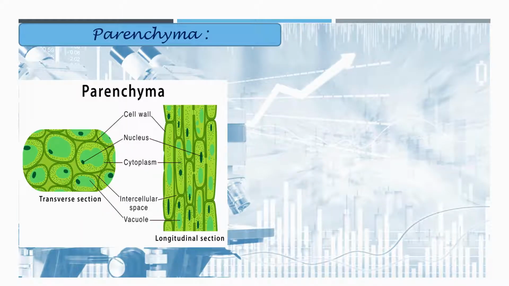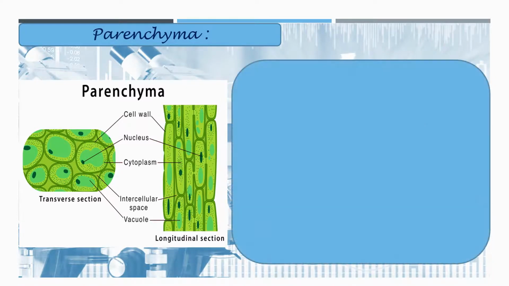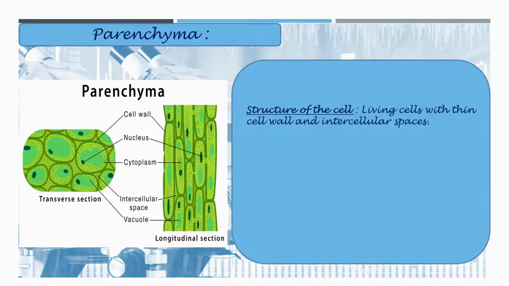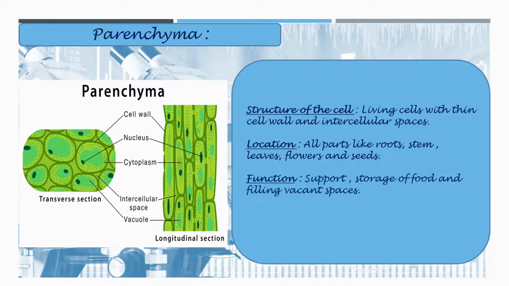Now students, let us learn about parenchyma. Parenchyma tissue are the living cells with thin cell wall and intercellular spaces. Parenchyma are located in all parts like roots, stem, leaves, flowers and seeds. The function of parenchyma tissue is it gives support, and it is used for the storage of food and filling the vacant spaces. Further, parenchyma is of two subtypes, that is chlorenchyma and aerenchyma.